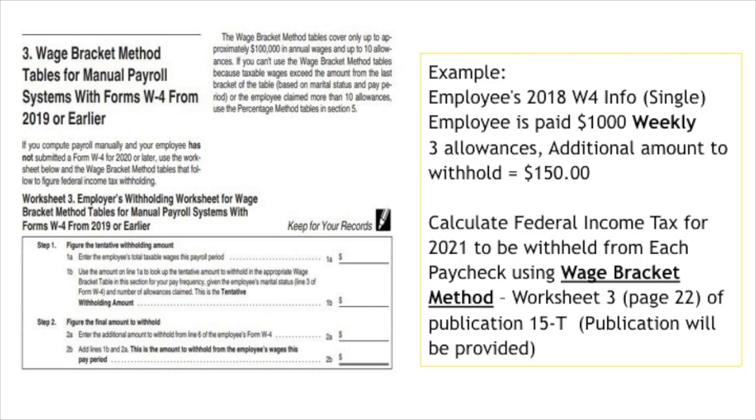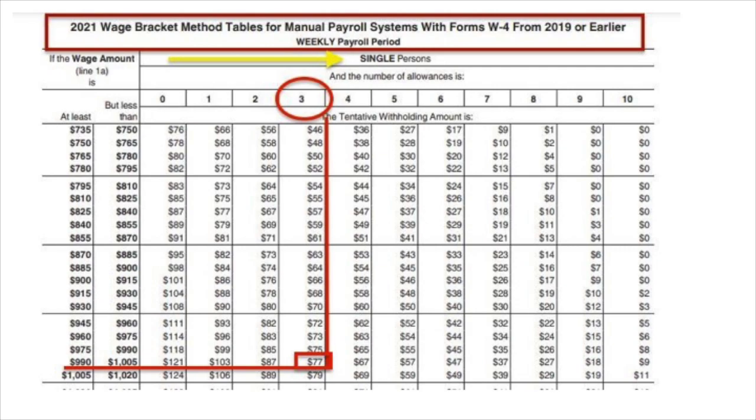We will use worksheet 3 because we are using the old W-4, and it is on page 22. Now this method is the easiest of all because it's the old method that we were using earlier, before the new W-4 came. So we will go straight to the tables based on the pay frequency, filing status, and number of allowances. We'll find the tentative tax amount. For the older W-4 forms, there is a separate table for each filing status. We are looking at the single filing status.